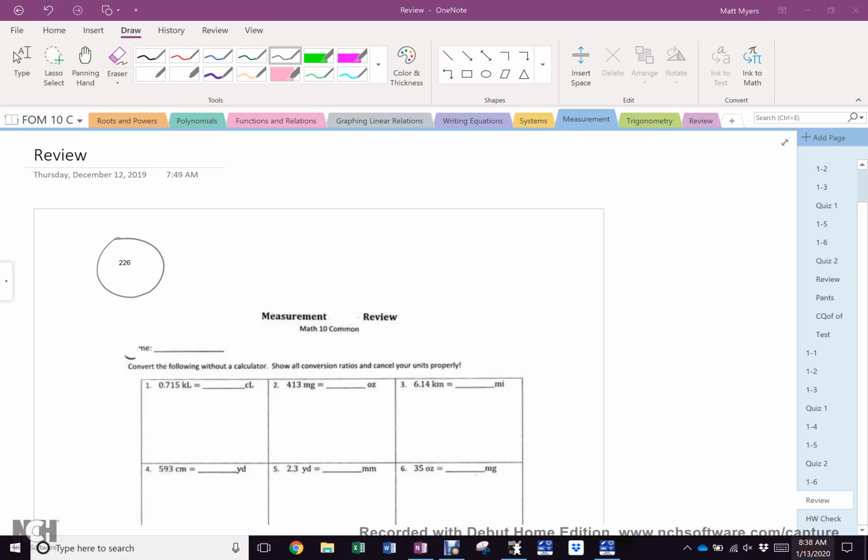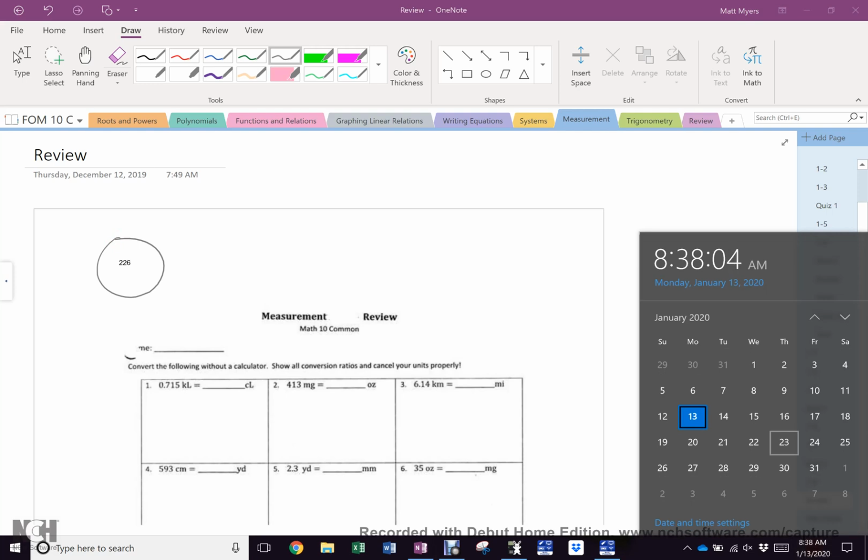Now, classes go, if I'm not mistaken, we've had this discussion, until the 23rd. That's the first day of double blocks. 1, 2, 3, 4, 5, 6, 7 classes left. Right?